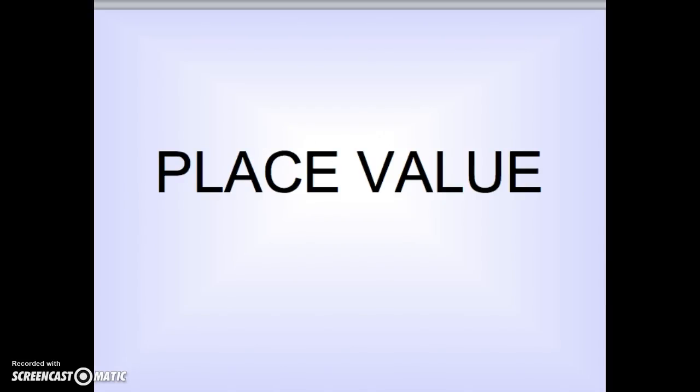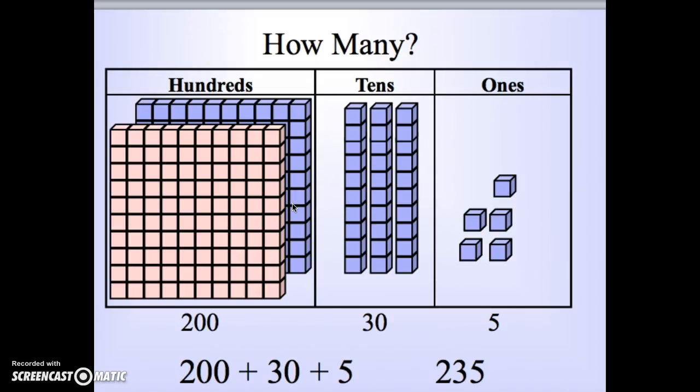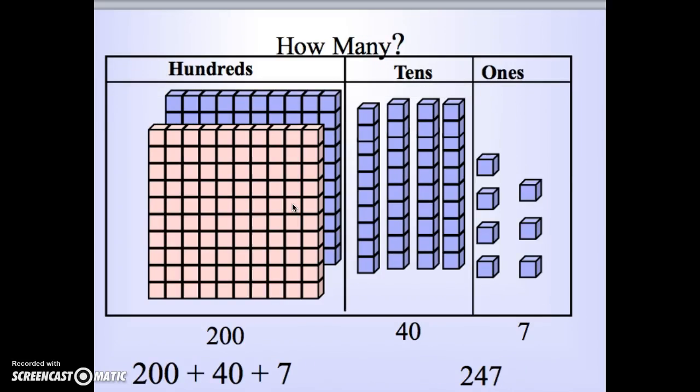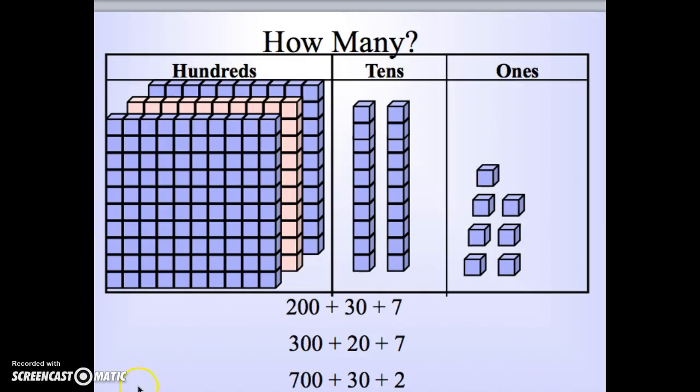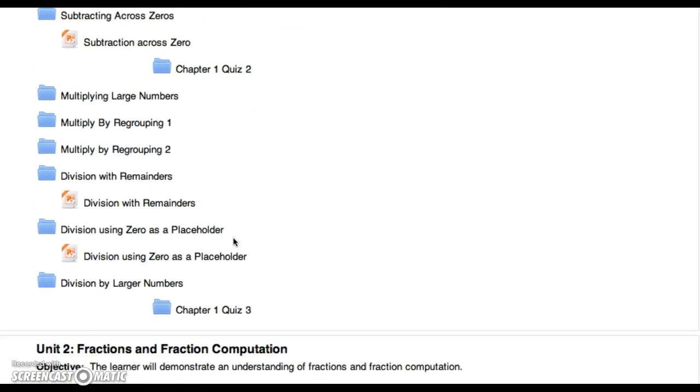If the student is having trouble, he can click on the link with the PowerPoint, and there will be a PowerPoint for each individual lesson that is being taught. This one here is on place values. Right here is where they would click on place value PowerPoint. As you can see, there are 6 units.